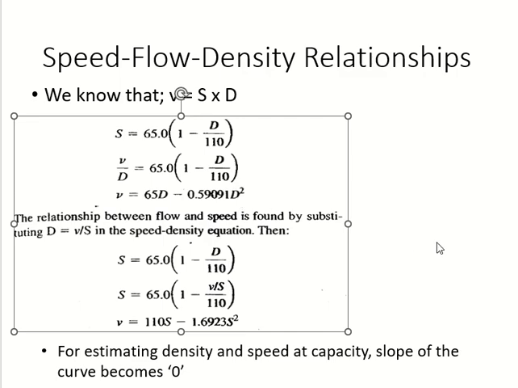Now we will use these equations to calculate the capacity of the highway. What was capacity? Maximum rate of flow. So I'm looking for the maximum value of which parameter? V. How many equations for V do I have? Three. So I can use any of these equations.